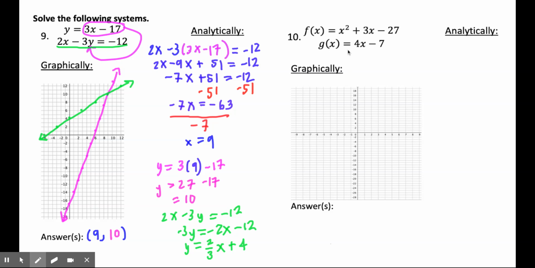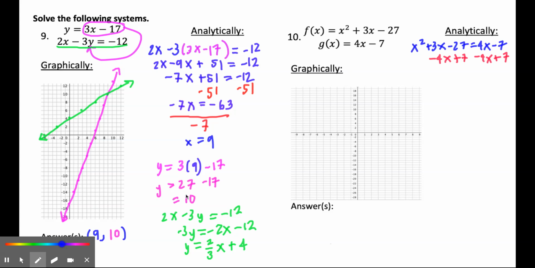Okay, so for this next one, they're both set equal to y, so we'll set them equal to each other. And since you get a quadratic when you do that, you want to set it equal to 0. And then you get x squared minus x minus 20.